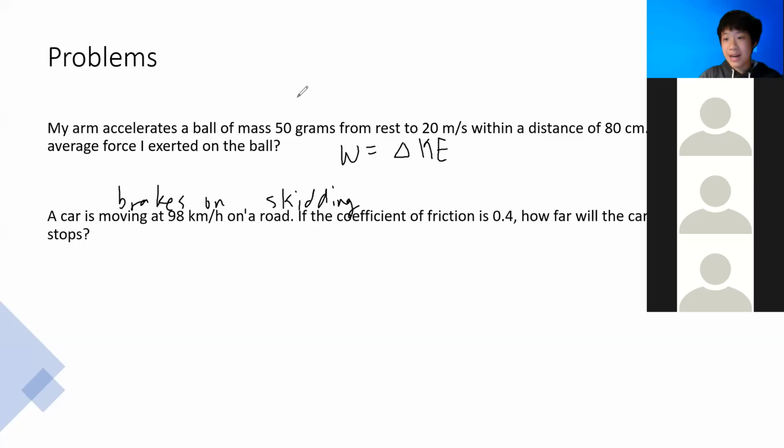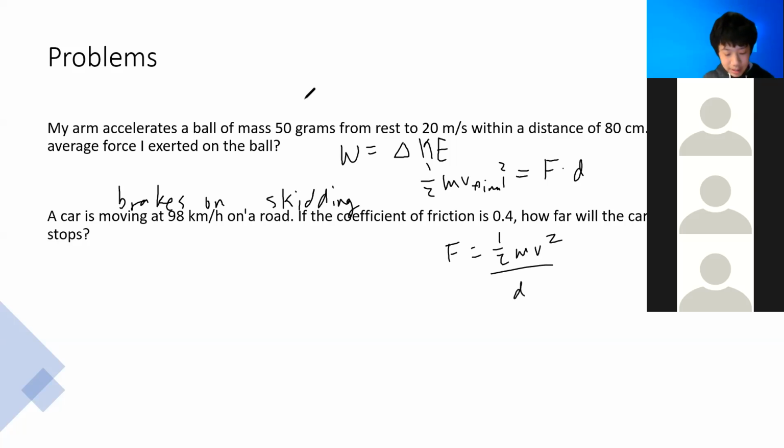So how much did my kinetic energy change? It changed from 0 to the final amount. So it's going to be 1/2 m times v final squared. So that's the change in kinetic energy. This is equal to the work, which is the force I apply, times the distance. So the force will be 1/2 mv squared over d. So what's that going to be? 0.5... I think that's going to be 12.5 newtons. Okay, I didn't do my calculations wrong.